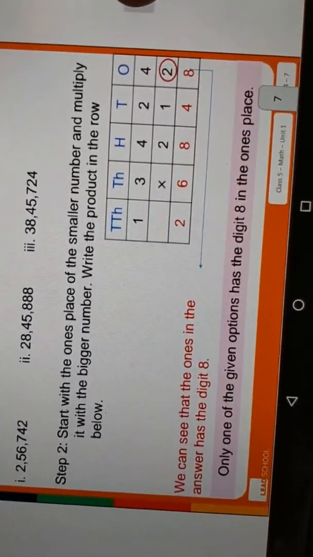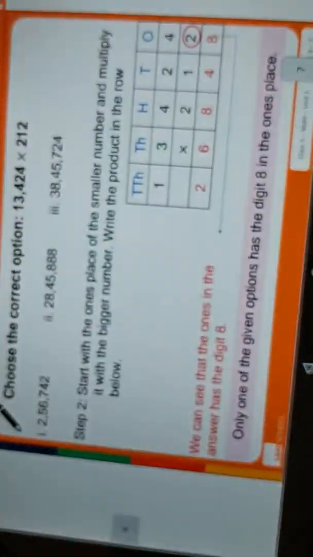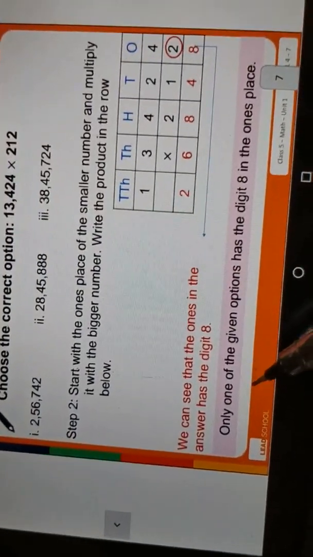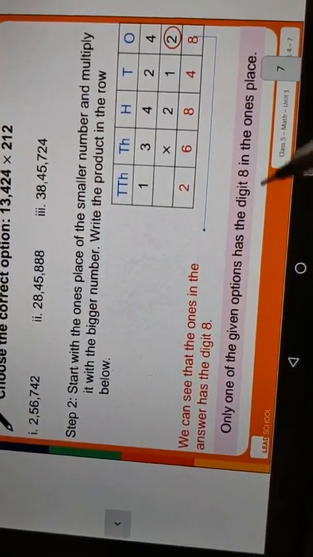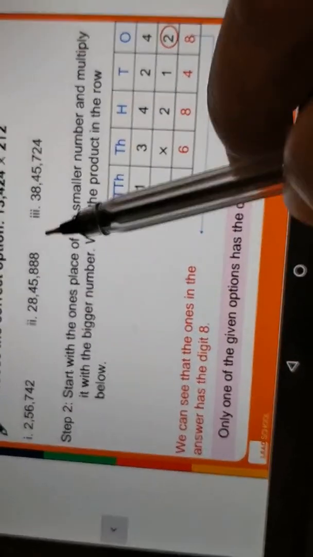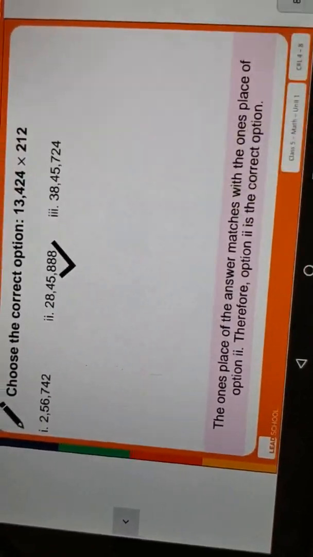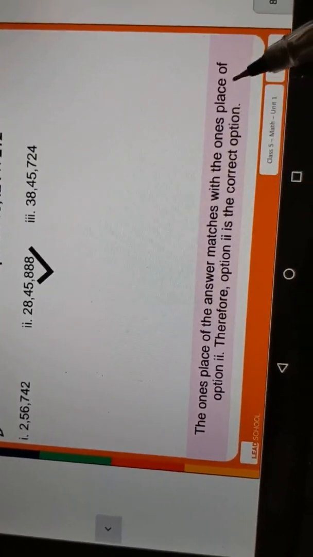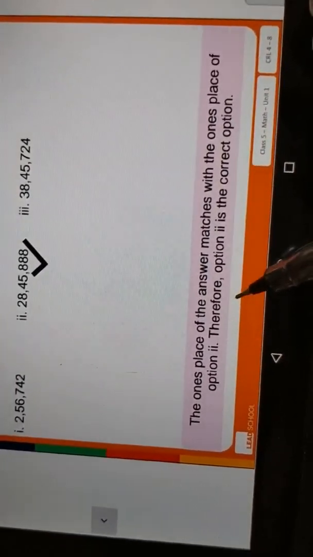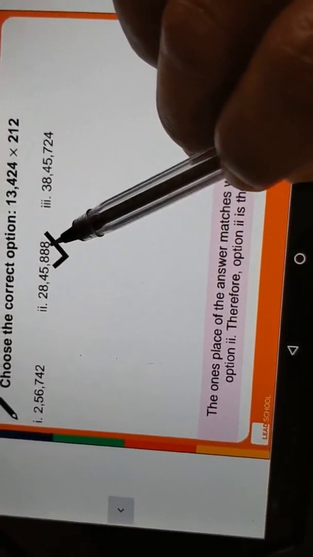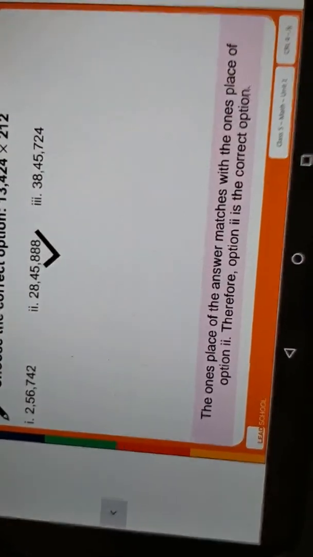Okay, then look at this: the first answer's ones digit is 8. Only one of the given options has 8 in the ones place. So this one is the correct answer. The ones place of the answer matches the ones place of the option, therefore that option is the correct option. Looking at the ones place, 8 is here, so the second one is the correct answer.